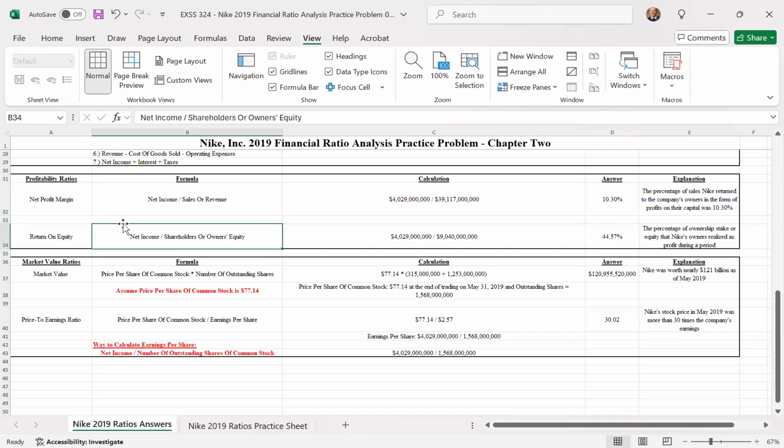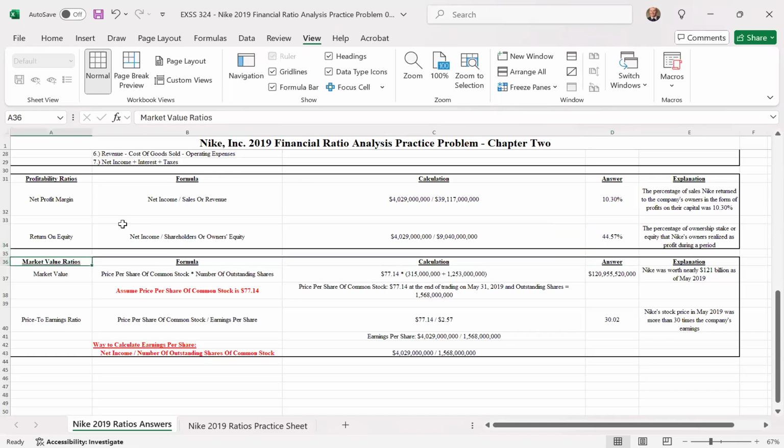And that is net income divided by shareholders or owners' equity. So that means our numerator, the net income, is going to come from the income statement. And our denominator, the shareholders or owners' equity, is going to come from the balance sheet. And once we pull those numbers from those respective statements, we're going to receive an answer of 44.57%. And that is the percentage of ownership stake or equity that Nike's owners realized as profit during the period.